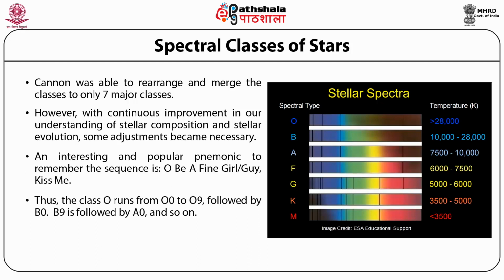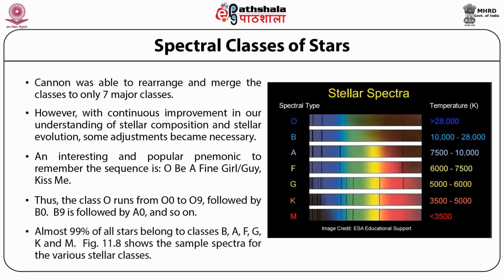Thus, the class O runs from O0 to O9, followed by B0. B9 is followed by A0 and so on. Occasionally, even a subclass may be further subdivided. Stars belonging to the first 3 major classes are sometimes referred to as early type, while those belonging to the last 4 major classes are called late type stars.